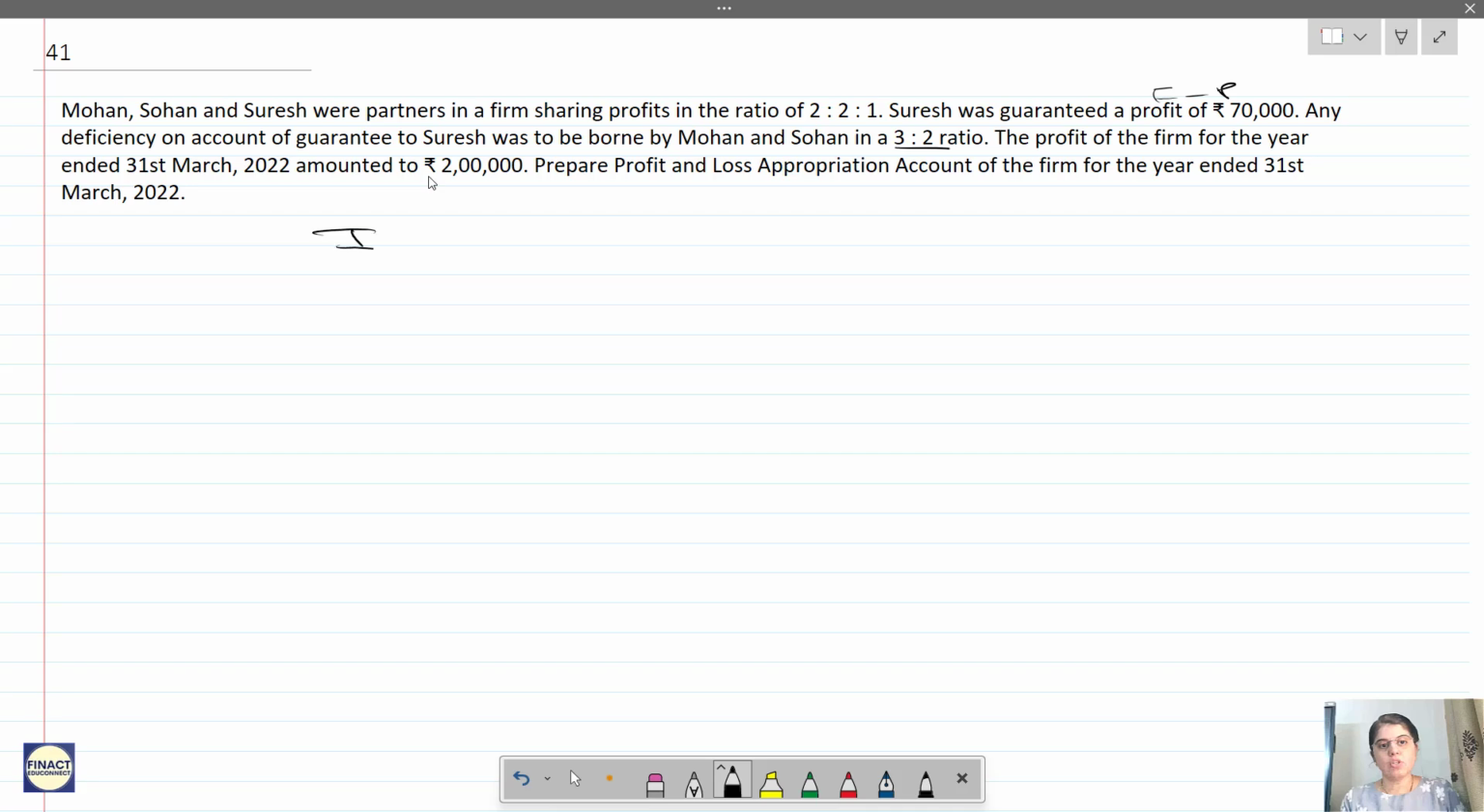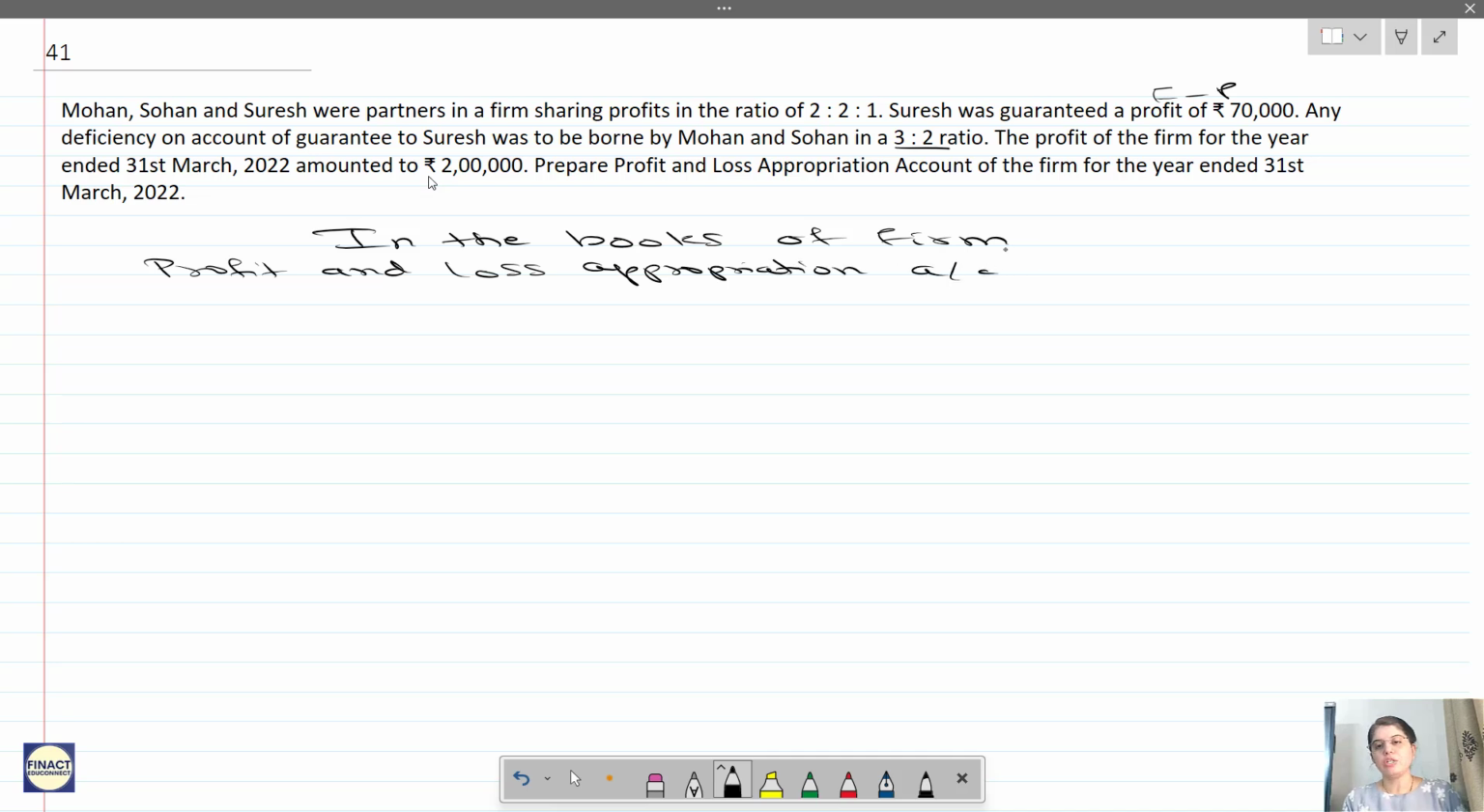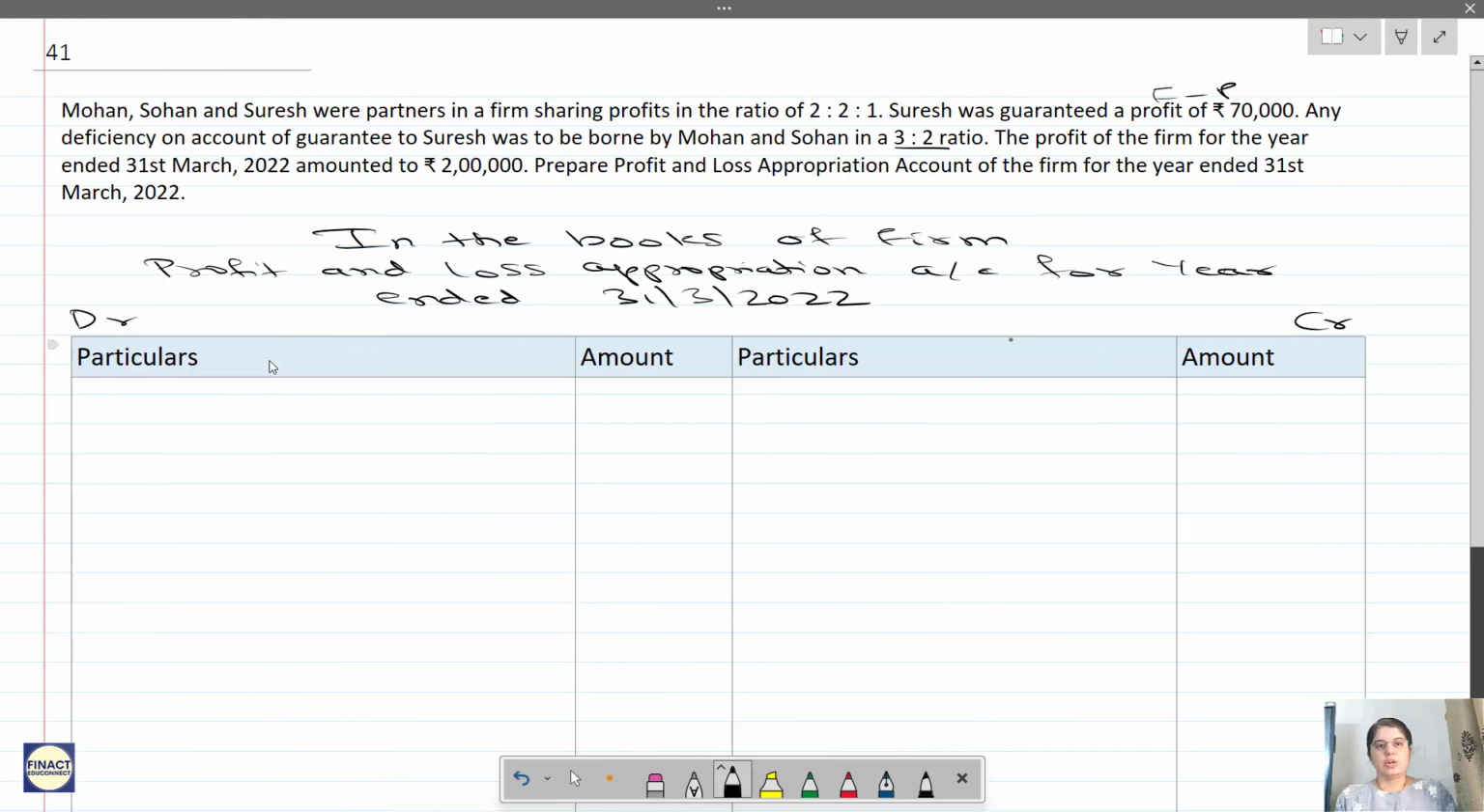So in the books of the firm, draw the profit and loss appropriation account for around 10 to 12 lines. Whenever they are giving a particular year, you can also write here, for the year ended 31st March 2022. This is also a part of your presentation. Draw the format. So let us start.